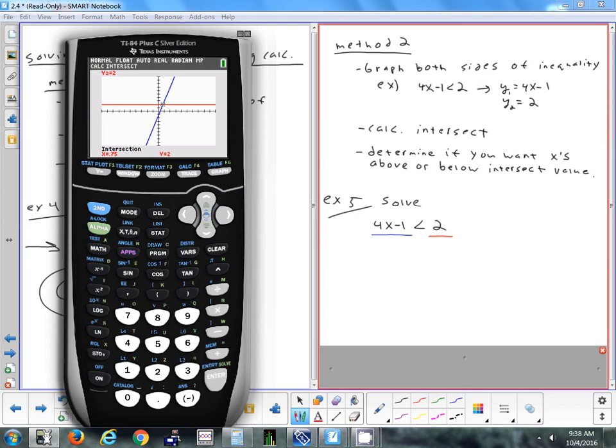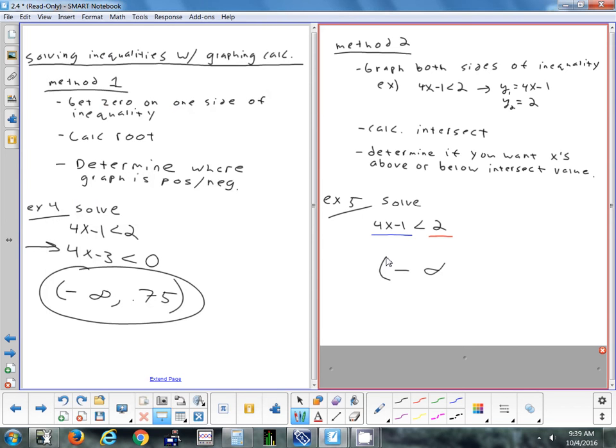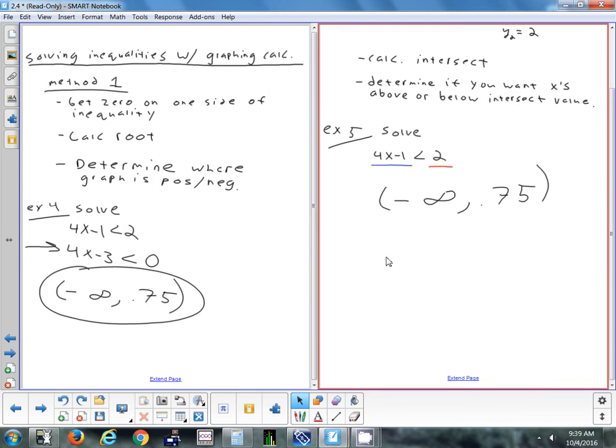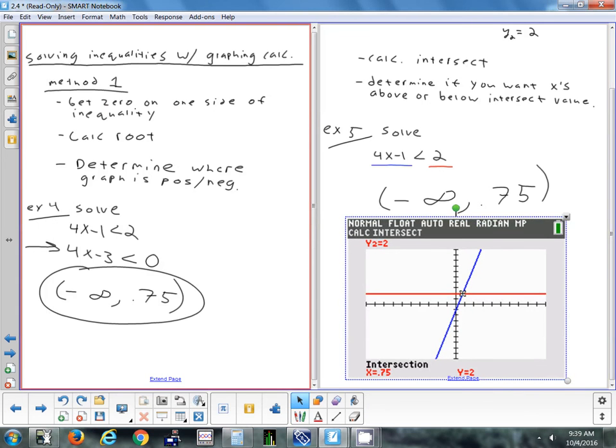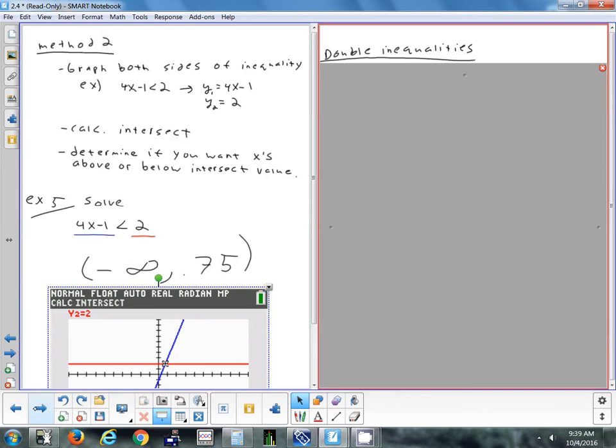Now, do I want values below that or above that? Below. Yeah, if I pick values of x below 0.75, the blue line will be under the red. And that's what I want. Blue less than red. So same answer. Negative infinity up to 0.75. Hey, any questions on doing it as an intersect? All right, so it's pretty straightforward.